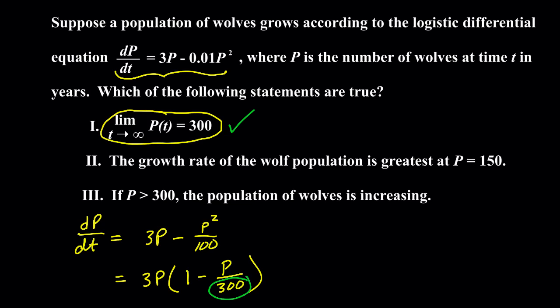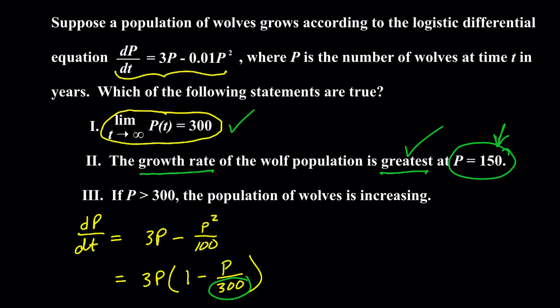Part 2 says the growth rate is greatest when P is 150. If you remember from earlier in your notes, the growth rate is always going to be greatest when you have reached half of your carrying capacity. 150 is half of our carrying capacity, so yes, this is true. The growth rate is greatest at P equals 150.